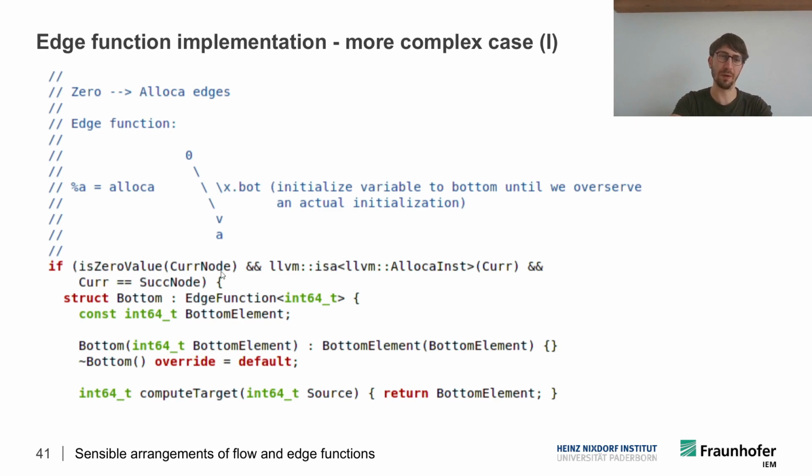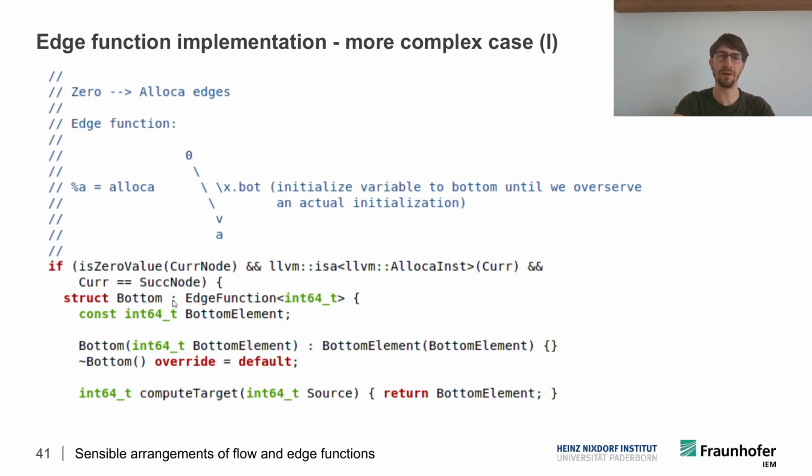So you will want to check whether the solver is asking you indeed for the edge function of this particular edge. So you will want to check that the current node is the 0 value, so that's the incoming fact, and that the current statement is indeed an alloca instruction, and that the successor node, so the outgoing target of this edge here, is actually the current statement. So if it's indeed the one that is generating A here, and not, for example, the one that flows from 0 to 0.